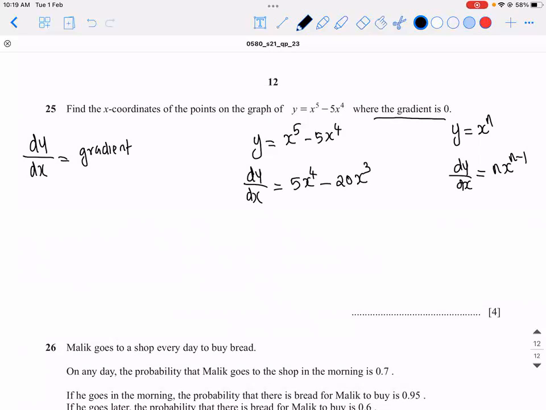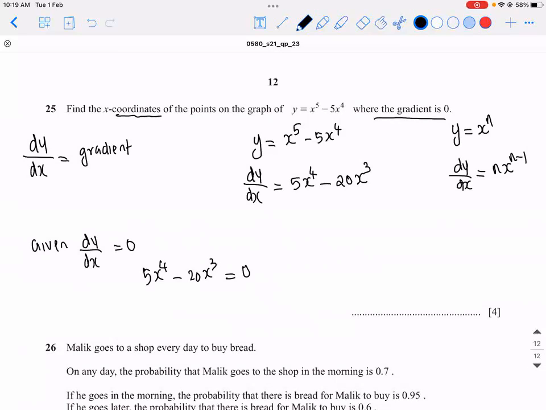And it is given in our question that the gradient is 0. So we are in a position to find for what value of x coordinate the gradient is taking the value 0. It's given that the gradient, dy by dx, is equal to 0. So we can equate 5x to the power of 4 minus 20x cube to 0. Then we try to find for what values of x this is going to happen. It's plural, right? X coordinates. So we can factorize.